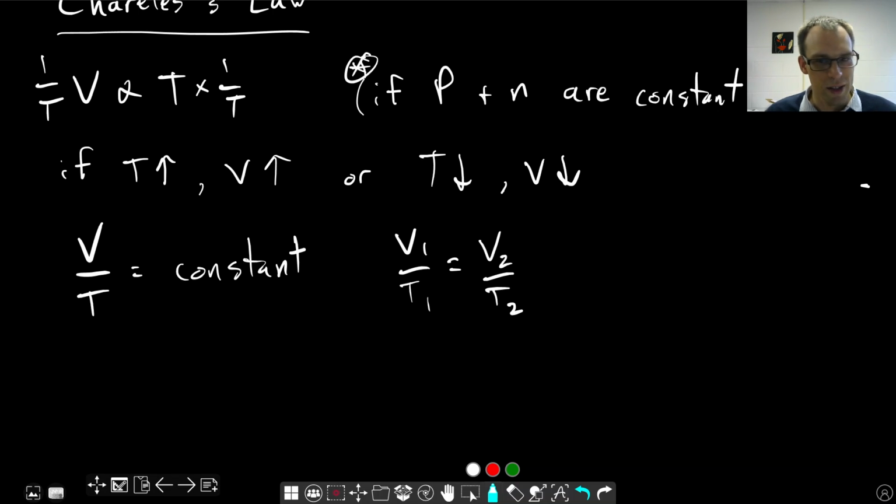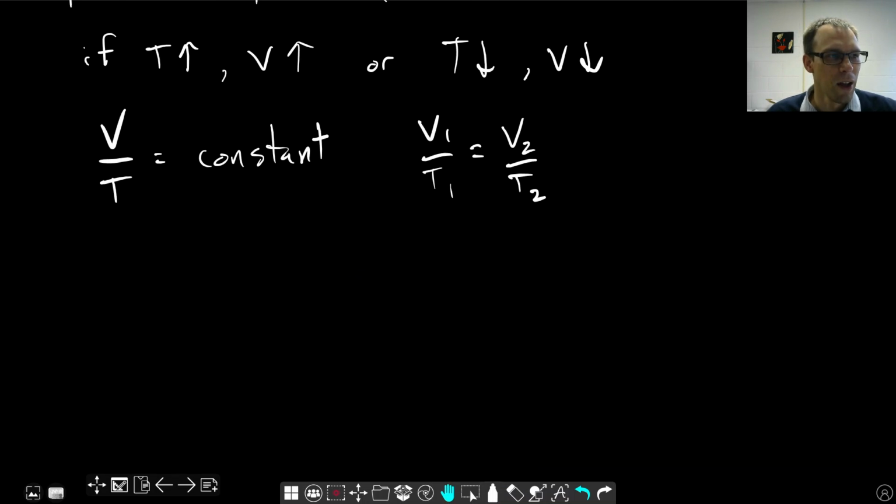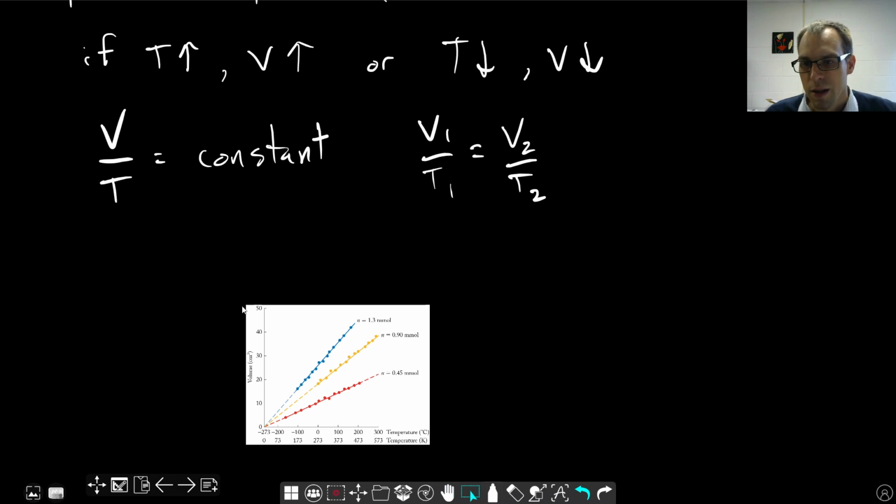One interesting thing with Charles's law is that this was the first way that scientists could measure absolute zero, because you can extrapolate what temperature you would expect to get a volume equal to zero. Let me find the plot here. Here it is. This is a figure from your textbook showing what this looks like.